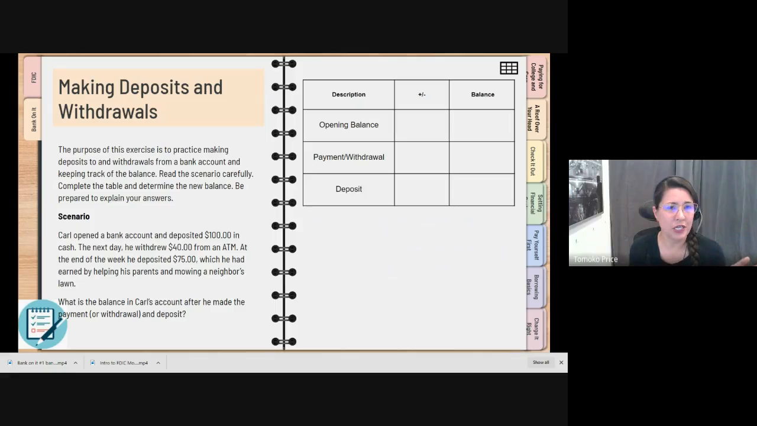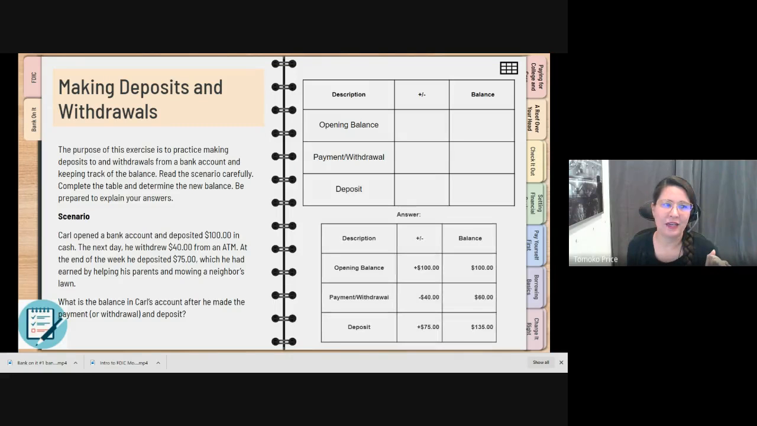And here's a little exercise. You can go ahead and pause this and see if you can fill out the balance, figure out how much money should be in this account. For those of you that did the exercise, your ending balance should be $135.